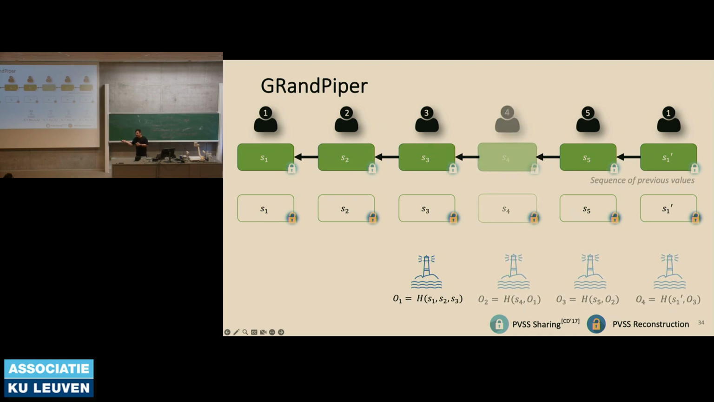But again, no more than t, right? Because the t plus 1th guy is honest. And because that t plus 1th person is honest, from that point onwards, you cannot see the beacon. So it's limited to only t. So this is why it's good and not the best Randpiper. So it's just good Randpiper. But that's basically how we construct the beacon for this protocol.